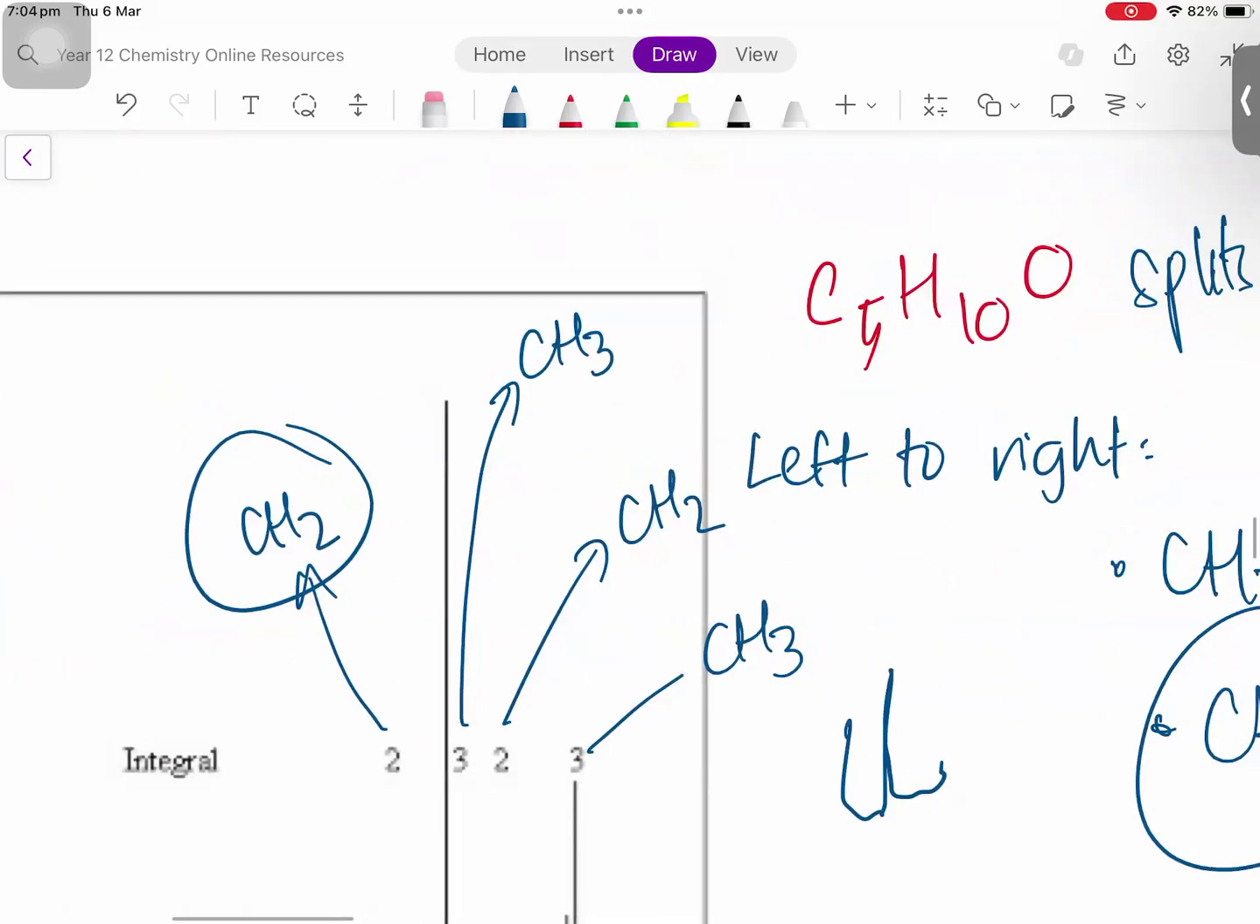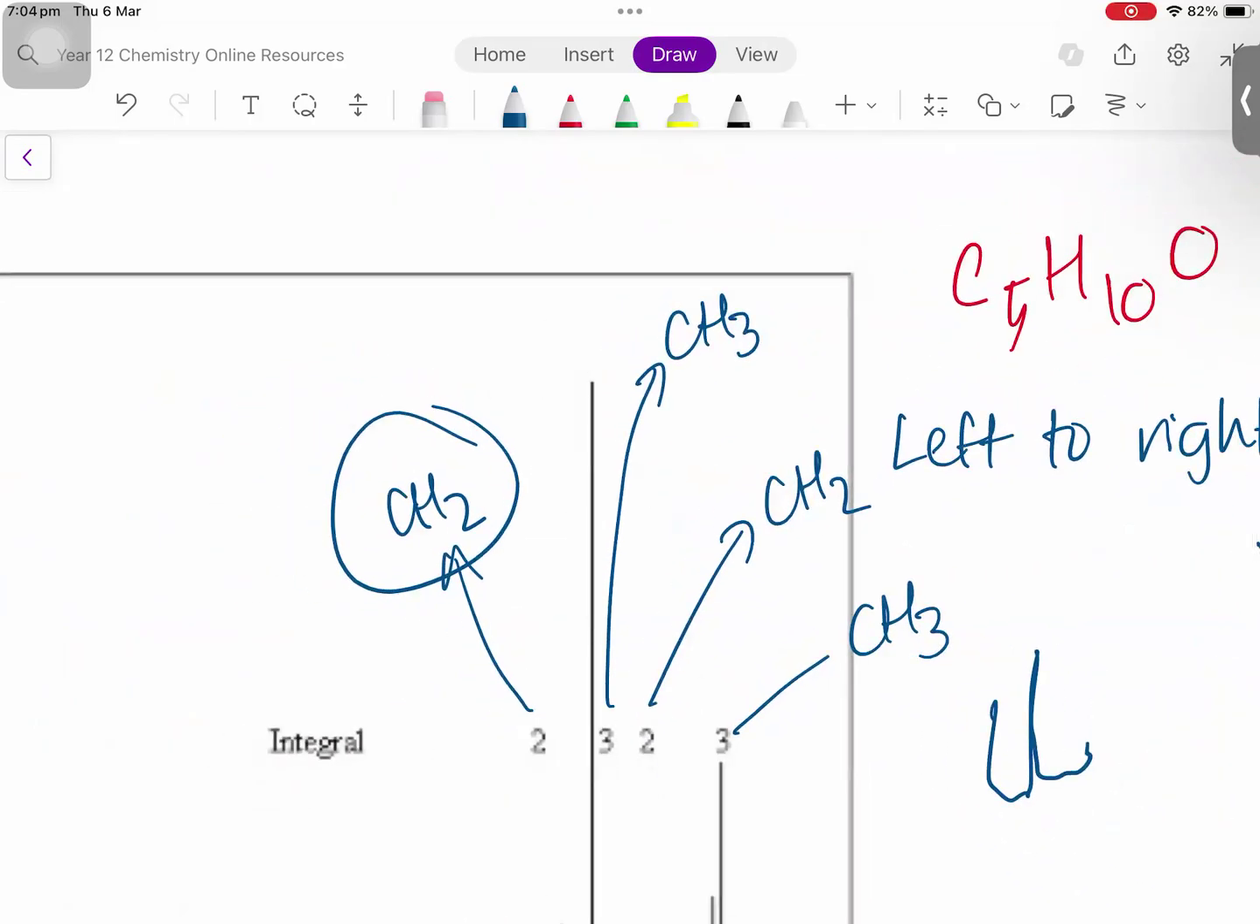When I labeled my hydrogens here, how many carbons did I already include? 4. There are 4 carbons here. How many carbons are there in the entire formula that they gave you in the question? 5. How many carbons am I missing? 1. What's that carbon? Which carbon am I missing? The carbon in the double bond oxygen itself.